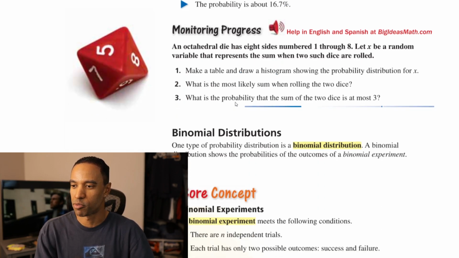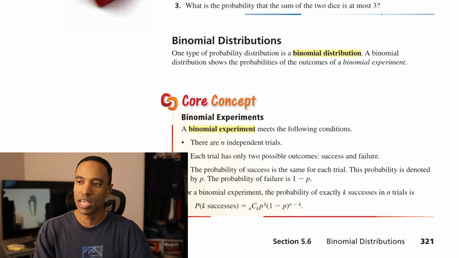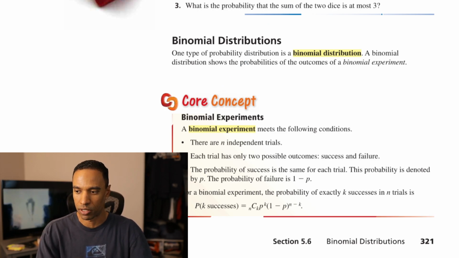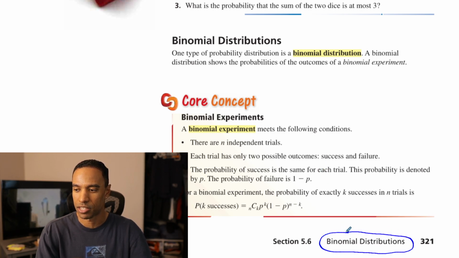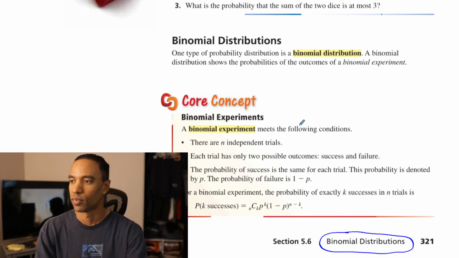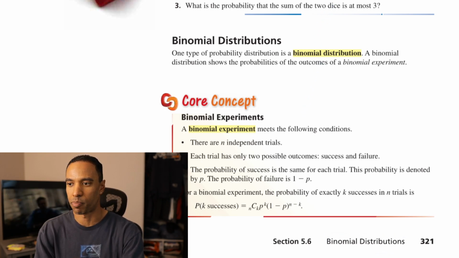All right, I'm going to skip this monitoring progress one. Let's look at binomial distributions. Of course. One type of probability distribution is a binomial distribution. And that's what the name of the section is, by the way. You can see right here. So that's the heavy-hitting stuff that I expected more of. A binomial distribution shows the probabilities of the outcomes of a binomial experiment.